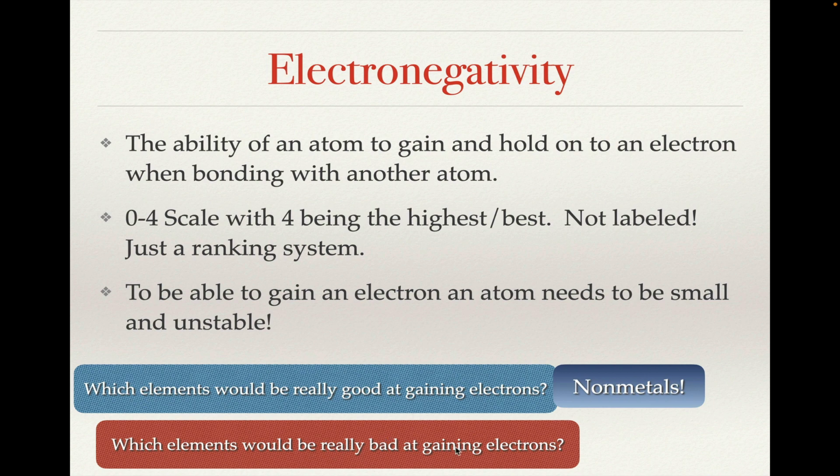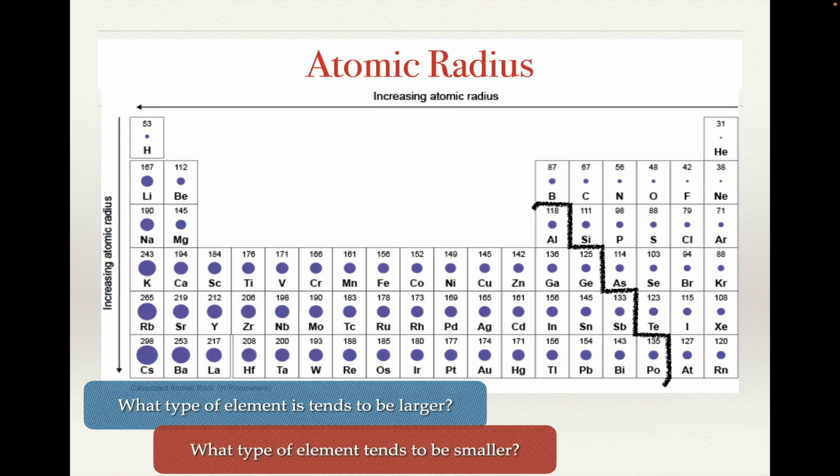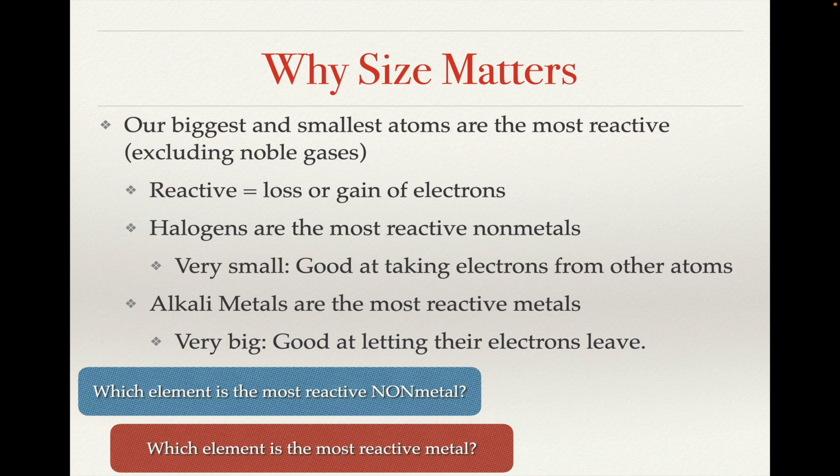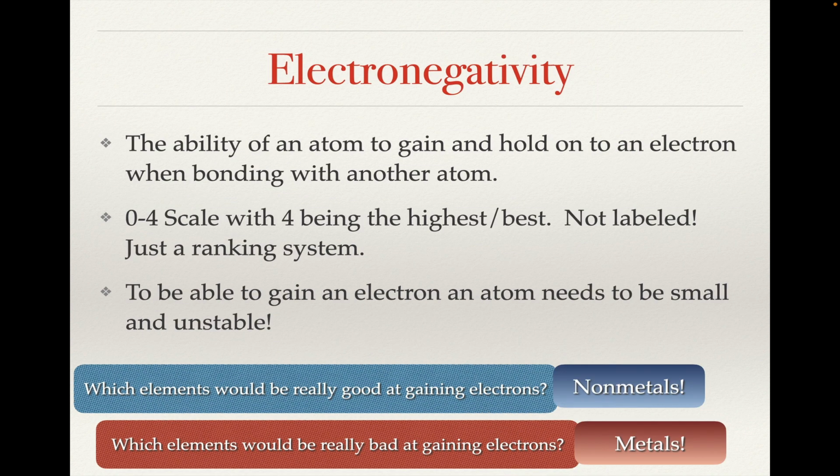So what would be really bad at gaining electrons? Well, that would be the opposite, right? So small and unstable is really good at gaining electrons. Big is bad at gaining electrons. Big is good at giving them. So, all right, the metals would be very bad at gaining electrons, okay?